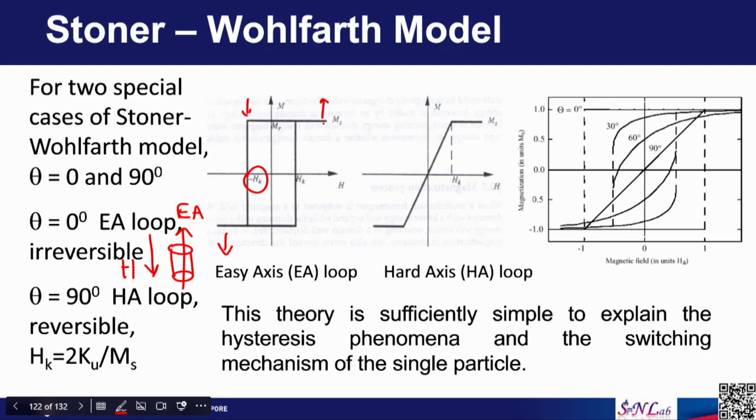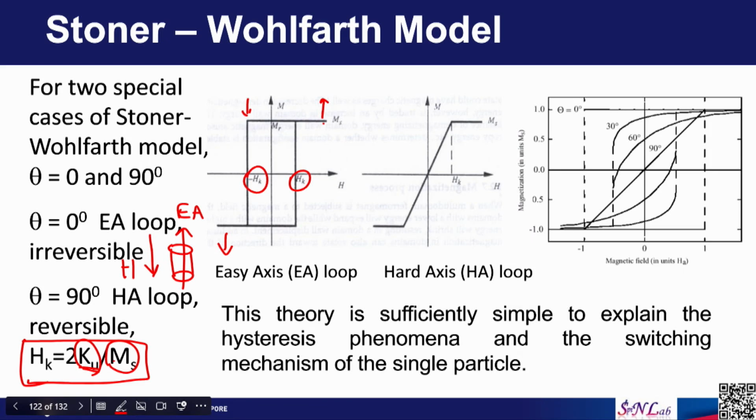Okay. So, again now this particle is down, so I apply magnetic field in the other direction, it goes back to this state at the same field Hk, and the value of Hk according to the Stoner-Wohlforth reversal model is given by this. So, Ku is the anisotropy constant of this material. So, different materials have different anisotropy constant. So, depending on the anisotropy constant of the material and the Ms, this Hk will be different.